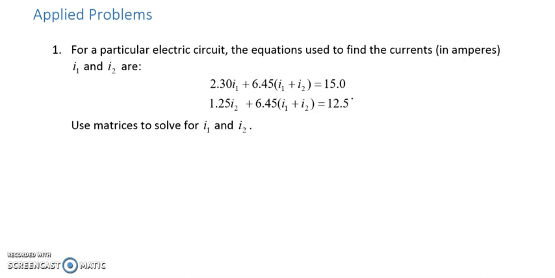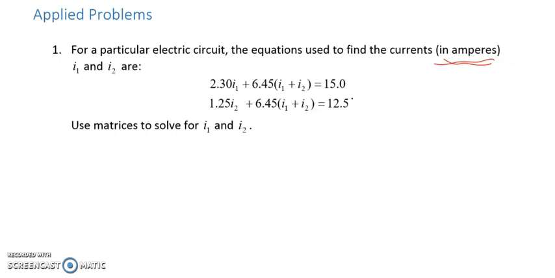It says for a particular electric circuit, the equations used to find the currents in amperes I1 and I2 are... reminds me of a Charlie Brown cartoon. Wah, wah, wah. All that really matters here is that you see what your variables are and you see what you have to do to solve this system. And of course, you should use the proper units when you're answering this.